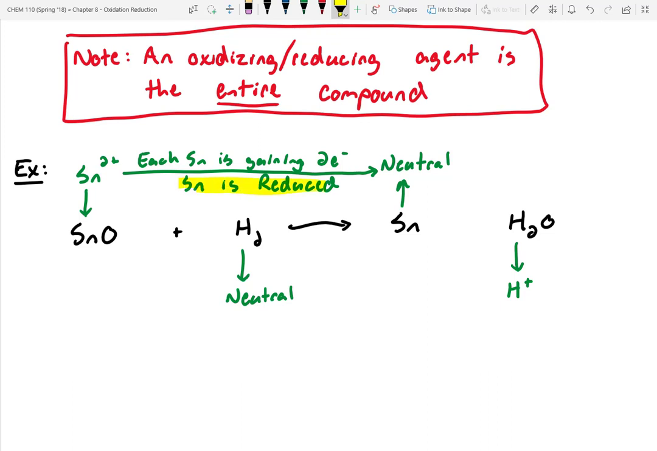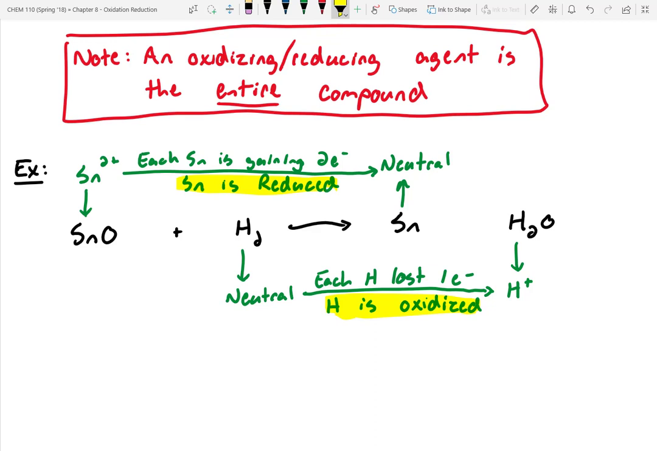That's important to remember. All right, now we can do the same thing down here with hydrogen. Looks like hydrogen went from neutral to positive. Did it gain or lose an electron? Lost, right? It's going more positive. If we're going more positive, that means we're losing something with a negative charge. So each hydrogen lost 1 electron. That means that hydrogen is oxidized. All right, so we can highlight that.